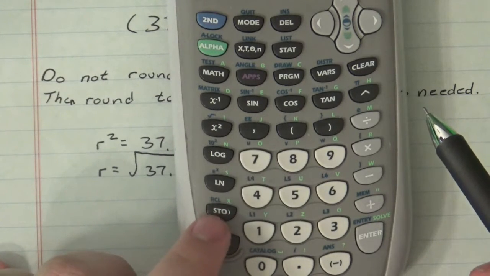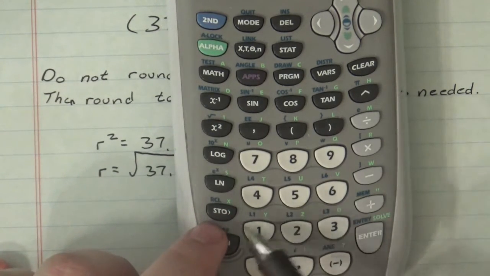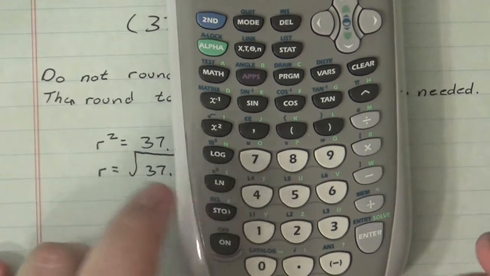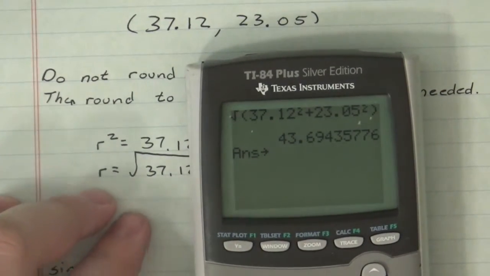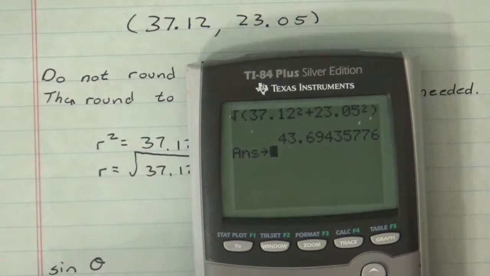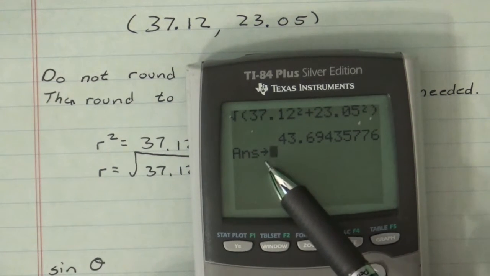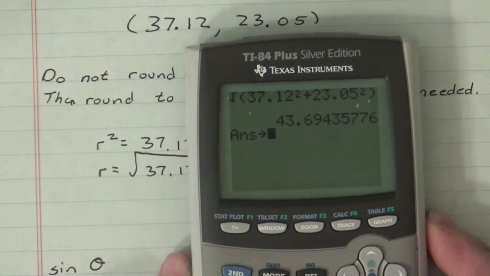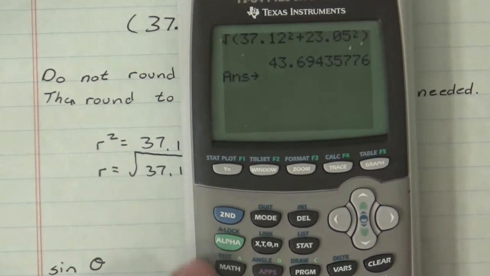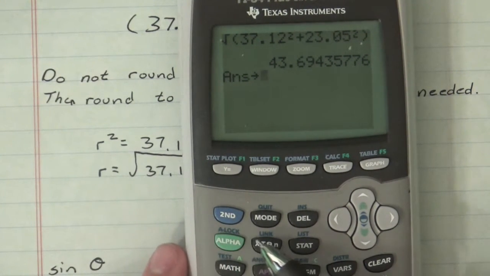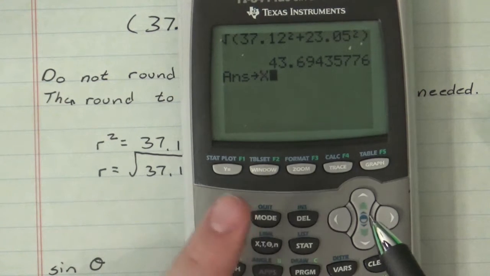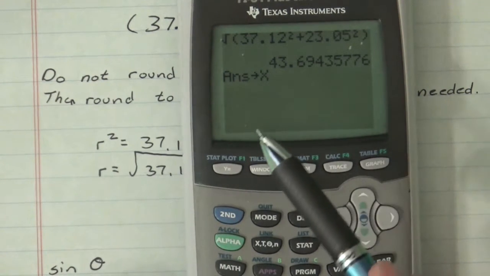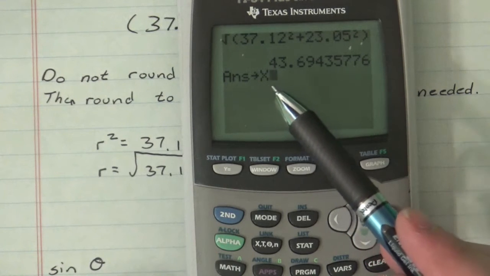So what you do is you press this button, S-T-O, and it's got a little arrow. So you press that button now. Your calculator should say answer, and then it has an arrow. Now, if you go right here where there's an alpha button, look right beside it, and it says X, T, theta, and N. I want you to press that button, and now it should say ANS, arrow X.